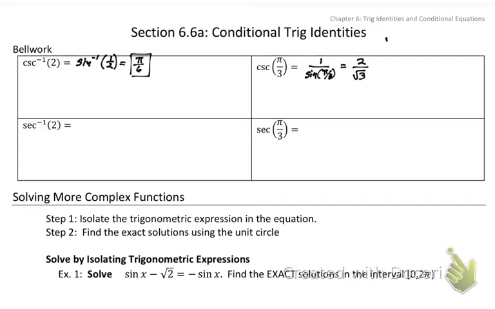And if you look at the board, that's not on there. 2 root 3 over 3. So it's going to be 2 root 3 over 3 because we simplify this by multiplying the top and bottom by square root of 3. Equals 2 square root of 3 over 3. The correct answer is B, 2 root 3 over 3. Questions on either one of these two?